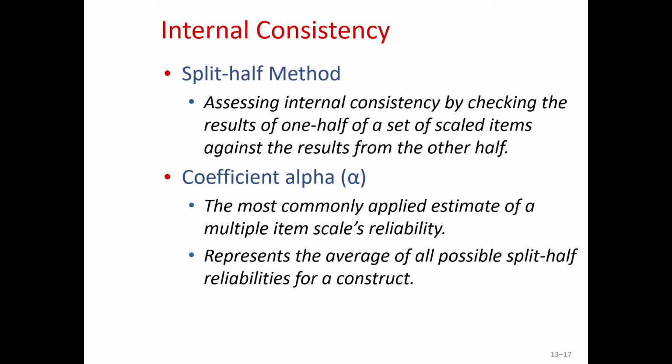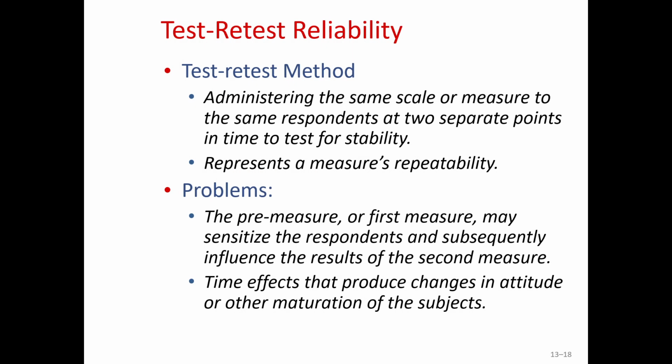The next one is test-retest reliability. The test-retest method of determining reliability involves administering the same scale or measure to the same respondents at two separate times to test for stability. And if the measure is stable over time, the test administered under the same conditions each time, we should obtain similar results. So test-retest represents a measure's repeatability.